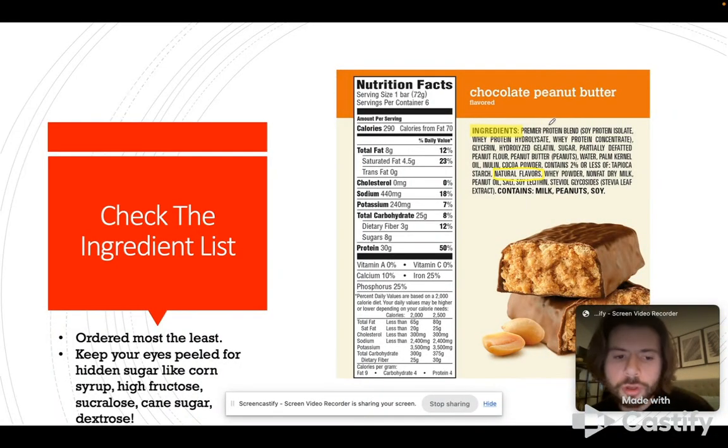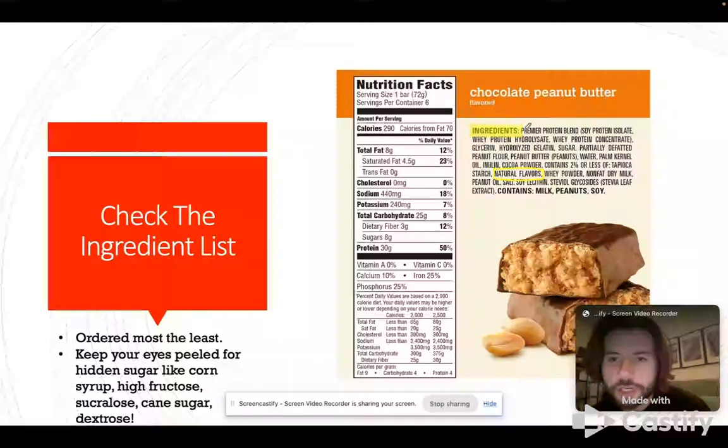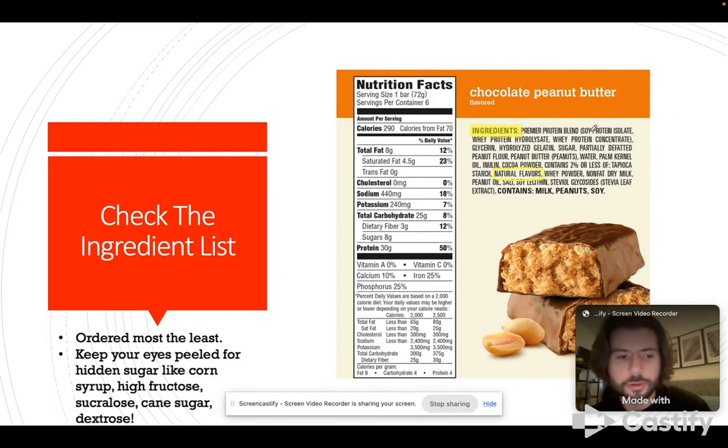So the order of operations here is what you read first has the most. So it's from order of most to least. So in this particular protein bar, there is mostly soy protein isolate, followed by whey protein, more whey protein, and then sugar, partially defatted peanut flour, so on and so forth. So it goes from most to least, from top to bottom.